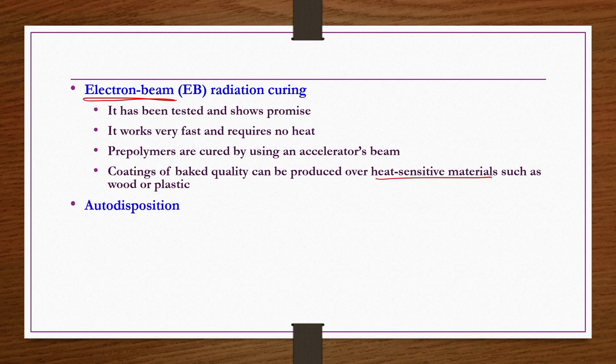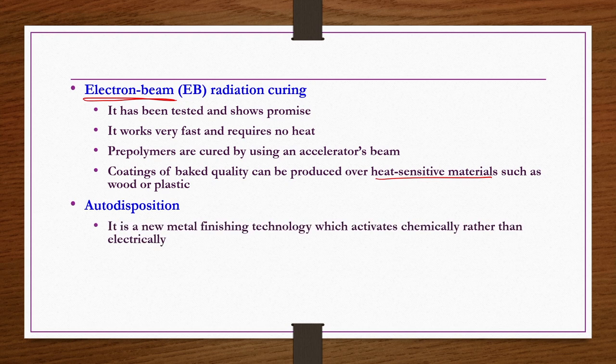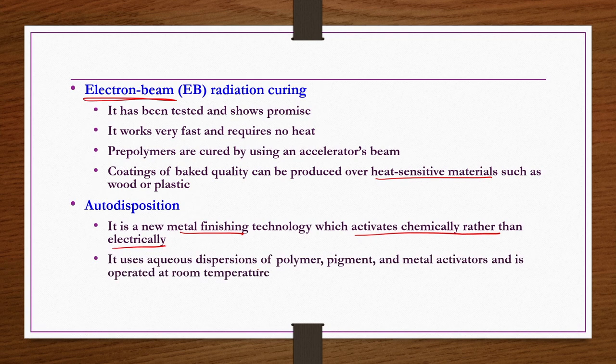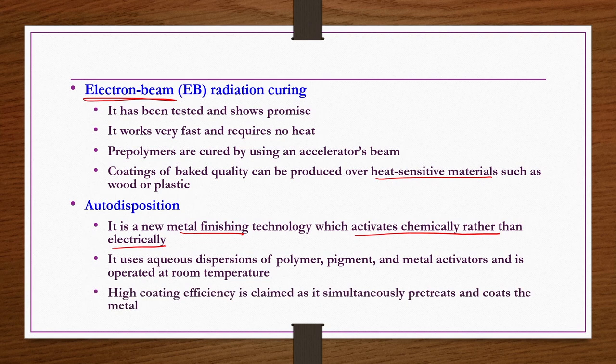The last method of application is autodeposition. It is a new metal finishing technology which activates chemically rather than electrically. It uses aqueous dispersions of polymer, pigment and metal activators and is often operated at room temperature. High coating efficiency is claimed as it simultaneously pre-treats and coats the metal. So these are some of the types of application methods of industrial coatings.